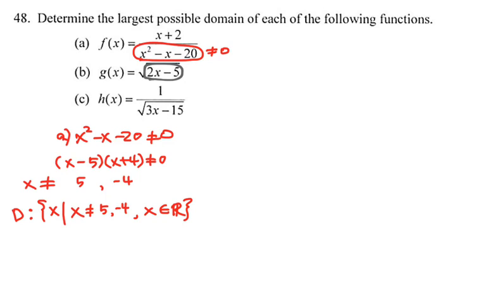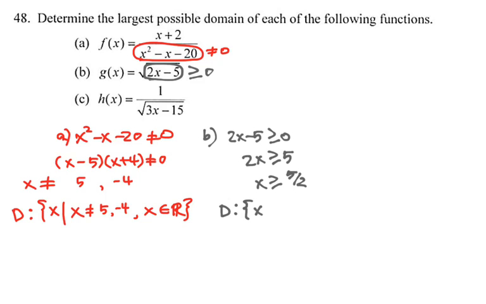Alright, let's look at the second one, part B. Within the radical, the value has to be greater than or equal to 0. So therefore, what we are looking for is 2x minus 5 has to be greater than or equal to 0. Then you can see that 2x has to be greater than or equal to 5. As you divide by 2, x has to be greater than or equal to 5 over 2. So therefore our domain is the set of values of x such that x is greater than or equal to 5 over 2.